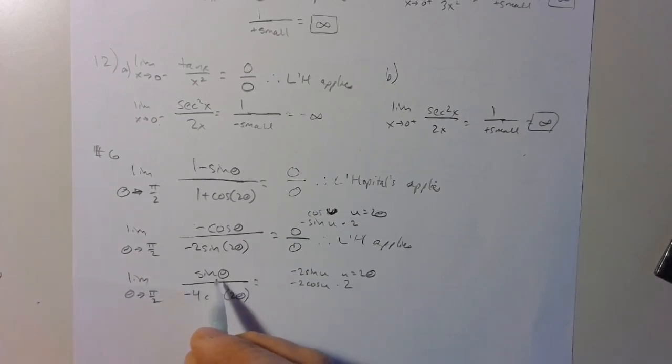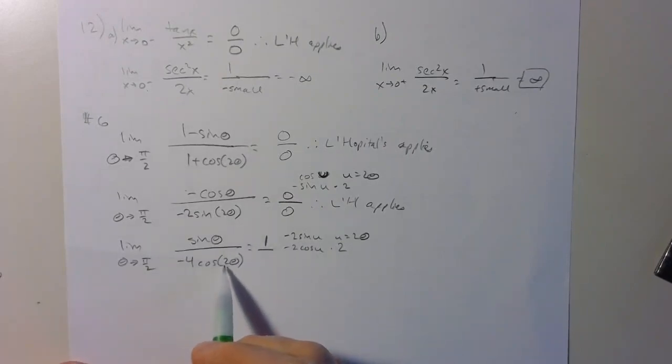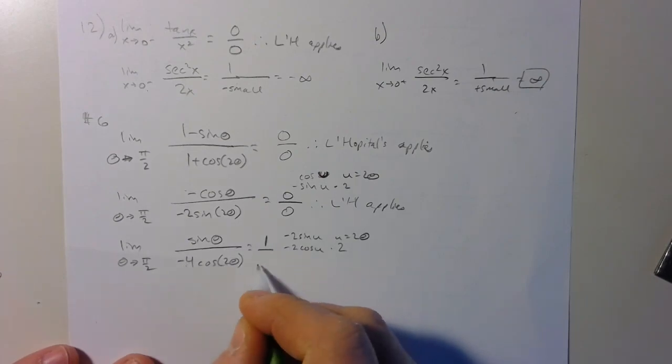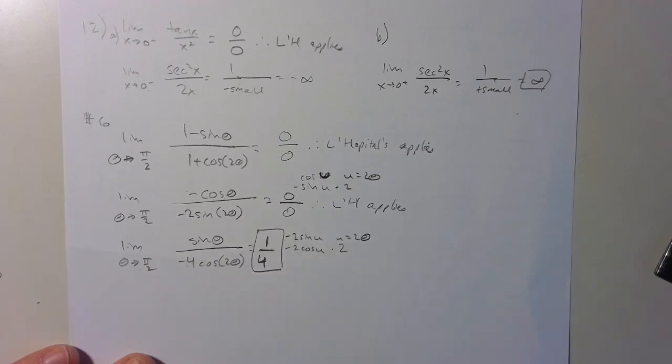So sine of pi over 2, oh, that's 1. Okay, it's definitely going to end. Great, great. We're not going to have 0 over 0, no matter what happens. So let's see. 2 times pi over 2 is pi, so cosine of pi is -1 times -4, so that's 4. Okay, there we go. So we got 1/4. Okay, so that's why the answer for 6 is 1/4.